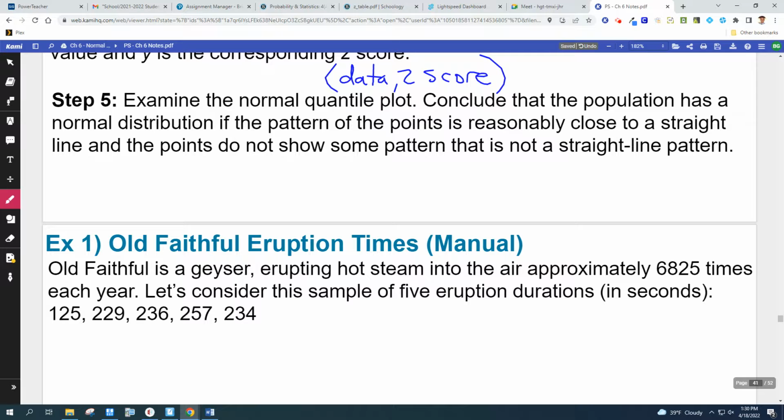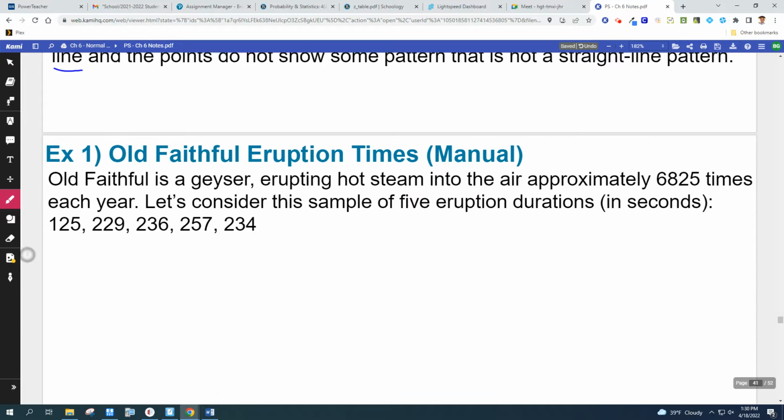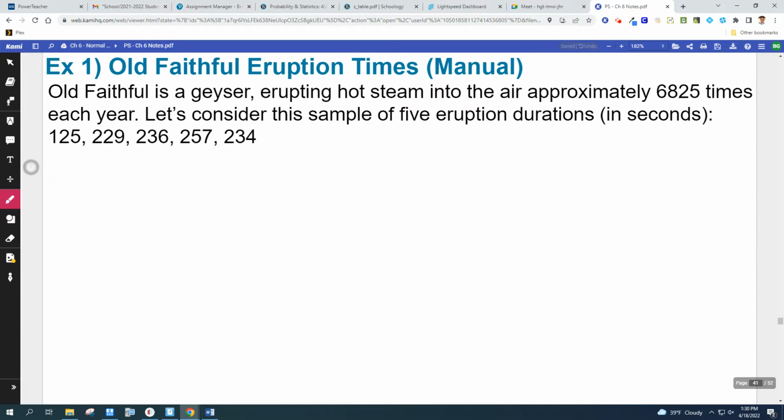Step 5, examine the normal quantile plot. Conclude that the population has a normal distribution if the pattern of points is reasonably close to a straight line, and the points do not show some pattern that is not a straight line. So let's do an example.